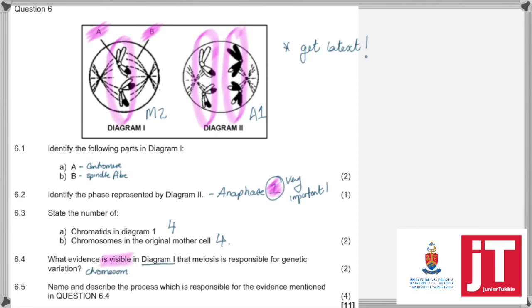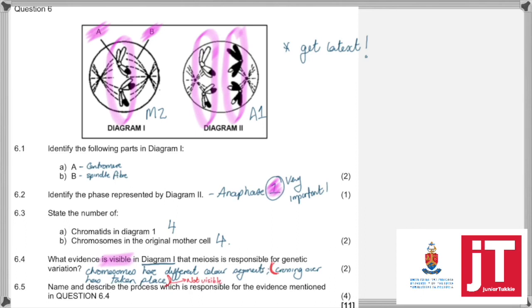6.4, what evidence is visible in diagram 1 that meiosis is responsible for genetic variation? Now we need to be really careful. Visible means I can see it, and I can see that I've got chromosomes with different colors to them. That means genetic material has been exchanged. I can't see that crossing over has taken place, but what is visible is the different color segments. And because of these different color segments, I can assume crossing over has taken place. And this adds to genetic variation.